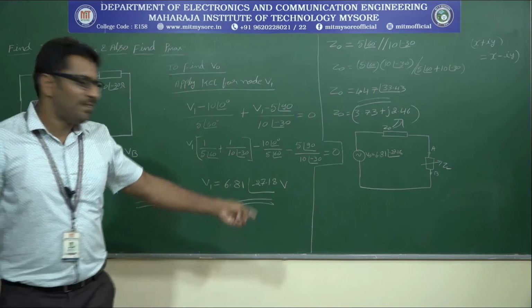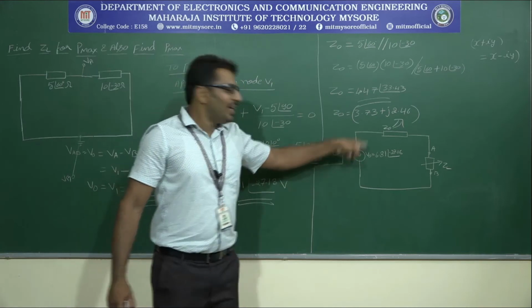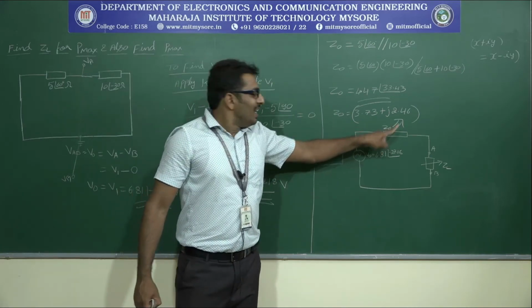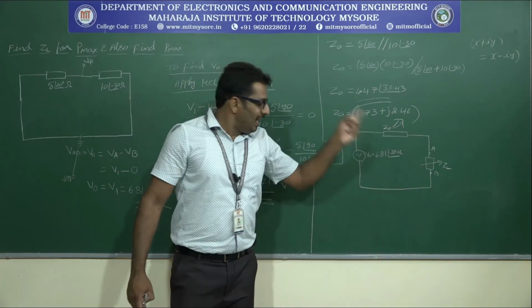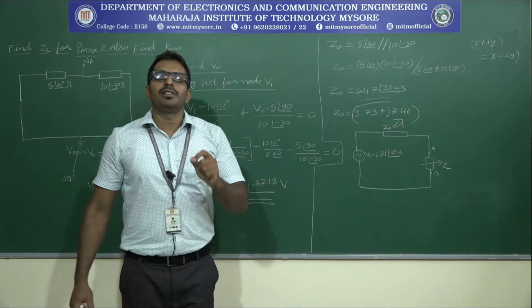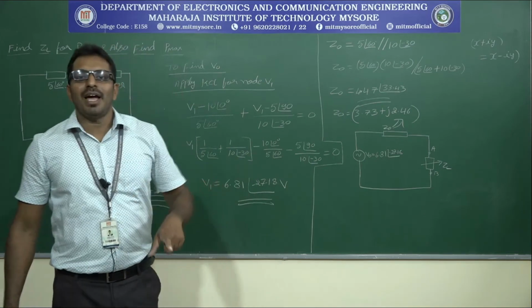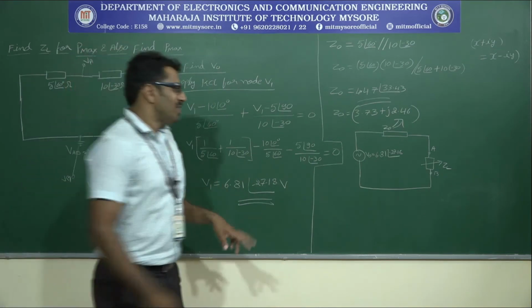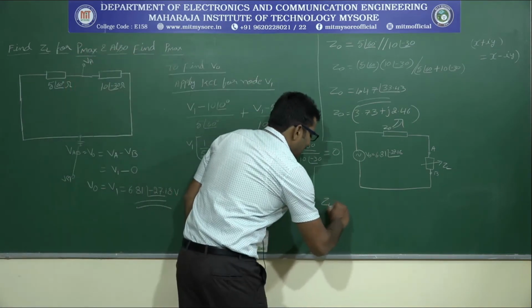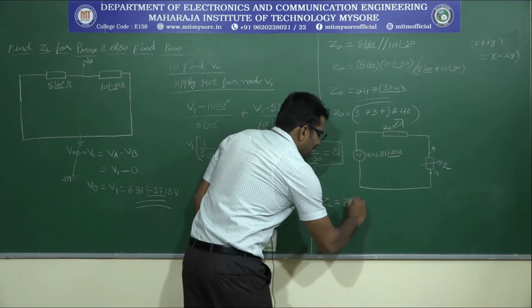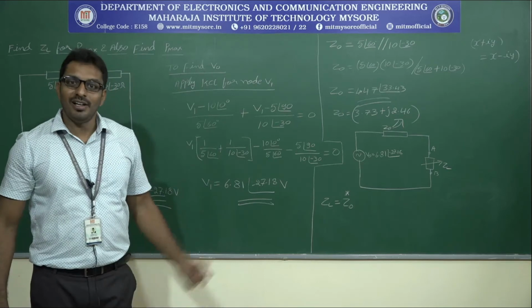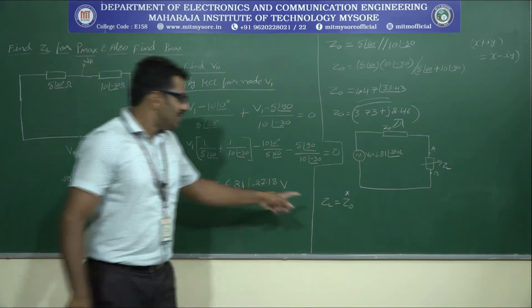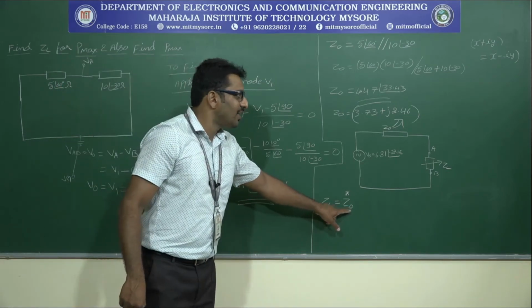AC source. An AC source with internal impedance Z0 is connected across a variable load impedance. In this condition, what is the condition to transfer maximum power from source to load? ZL is equal to the complex conjugate of Z0. We already proved this condition, right? ZL is equal to the complex conjugate of Z0.